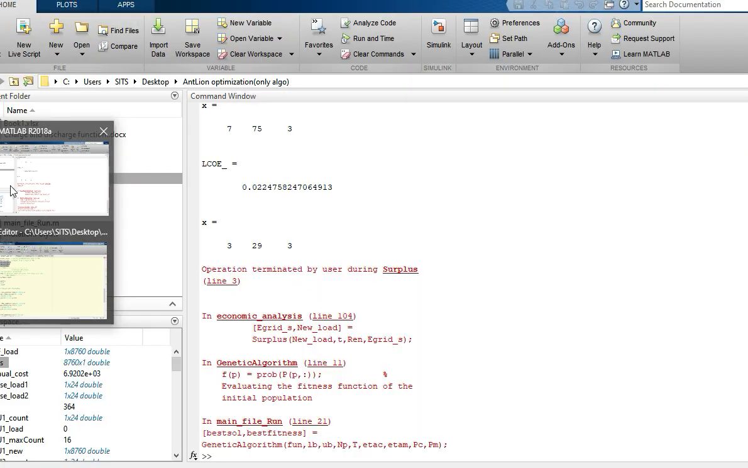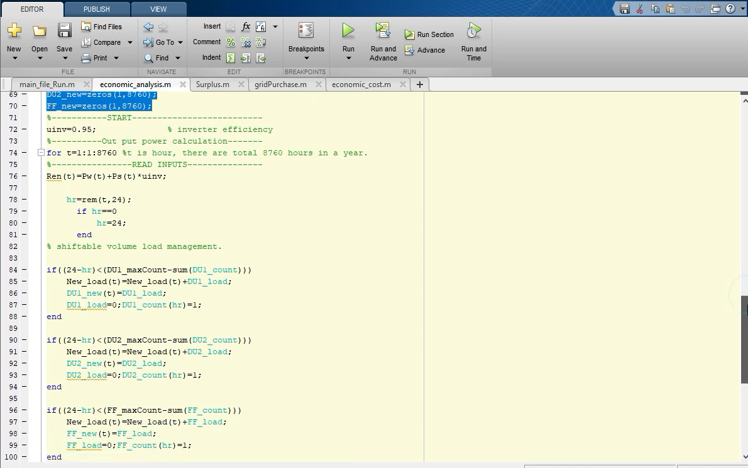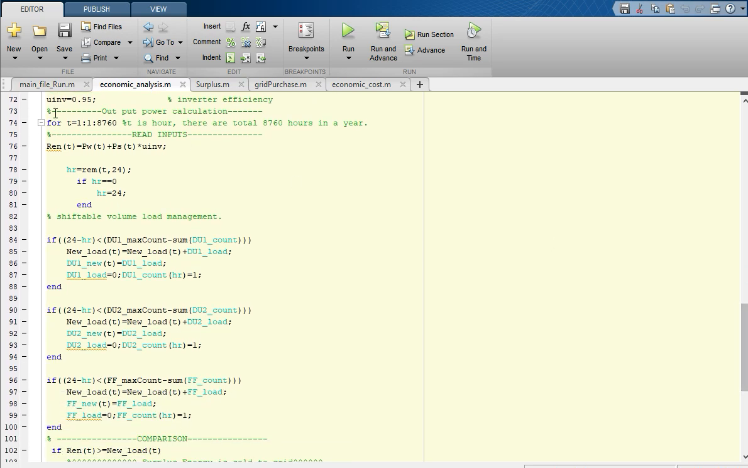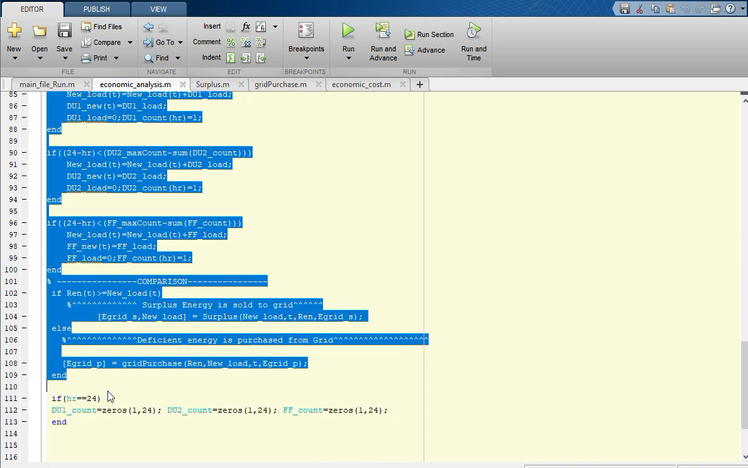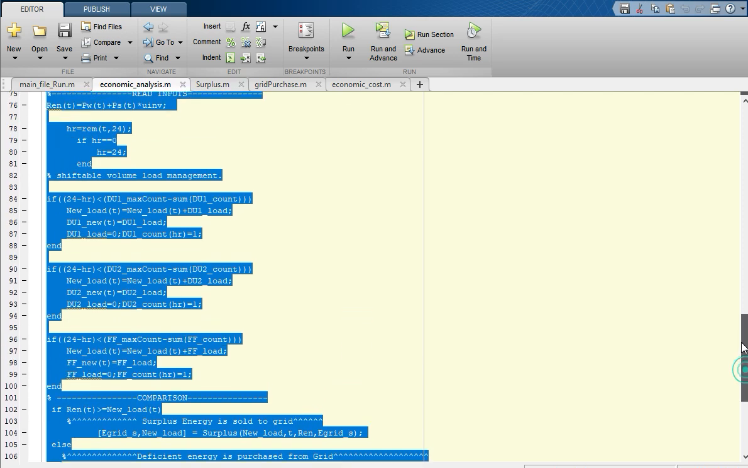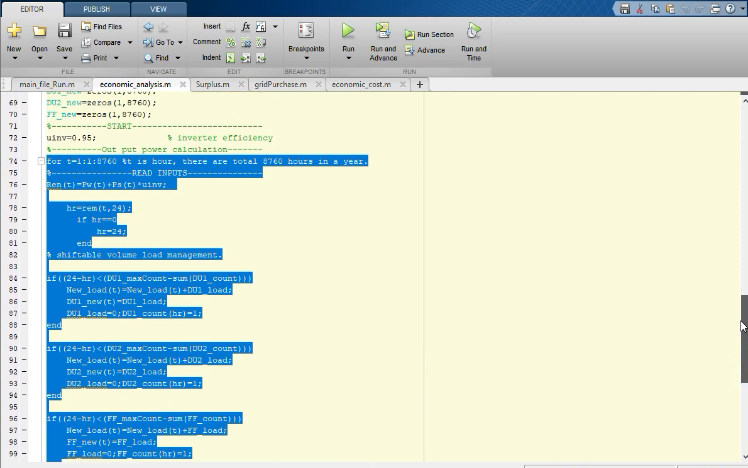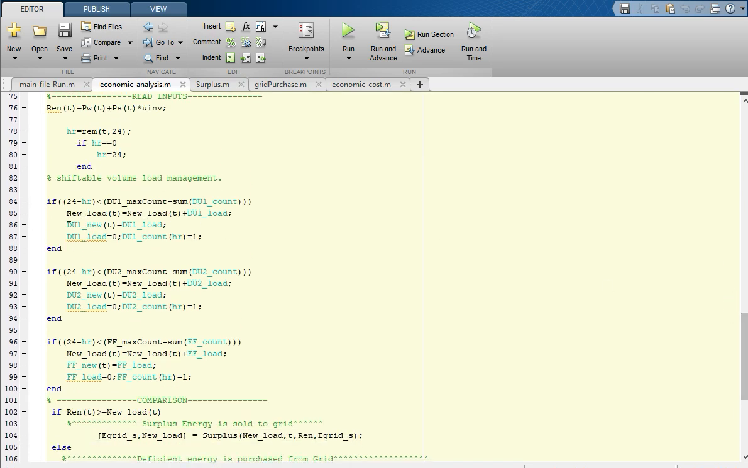So before this one, this is the main operational strategy, this for loop from this point up to this point. In this there are two sections. First, to check whether the renewable energy is greater than load demand or not, and the other one is to check the operability of ours.